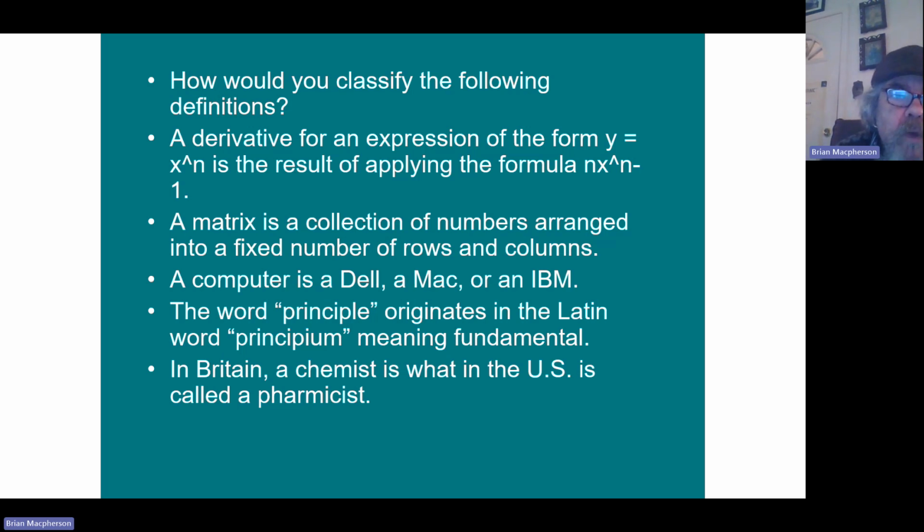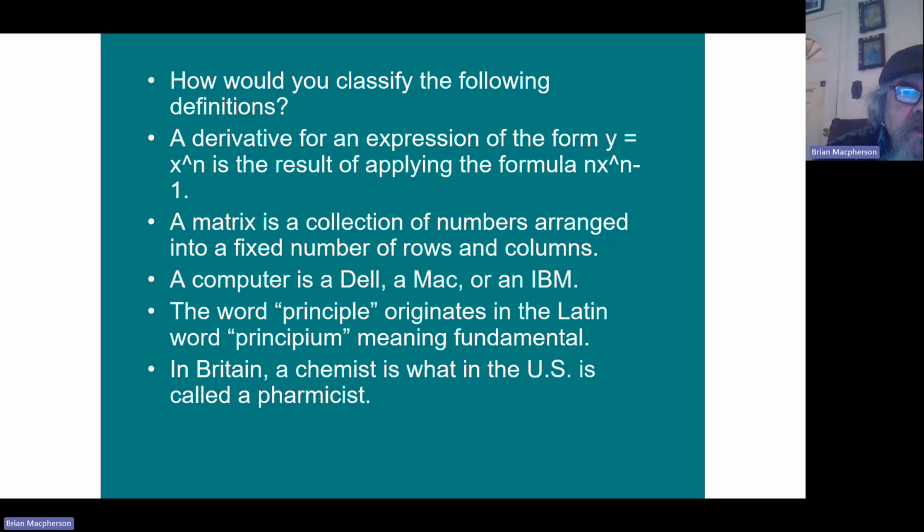Okay. And the final one, in Britain, a chemist is what in the US is called a pharmacist. So a friend of mine, her dad, when he lived in Britain, was called a chemist, right? But what that meant in Britain is that he was a pharmacist. So if, let's say, you're in Britain and we're walking in London and we see chemist, and you say, what the heck is a chemist? And I could say, well, it's basically what in the US or Canada is called a pharmacist, right? So this then would be a synonymous definition. In Britain, a chemist is what in the US is called a pharmacist, all right? Okay, so does that make sense?